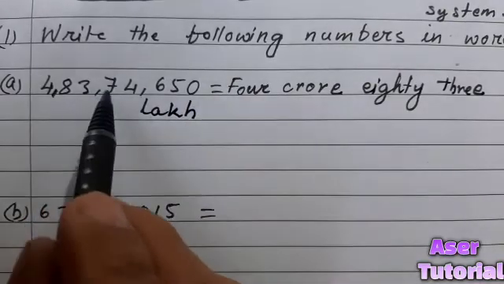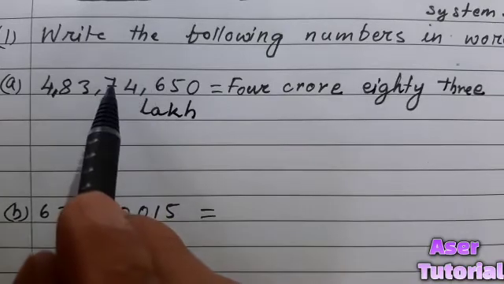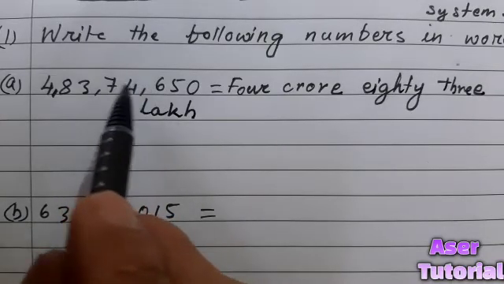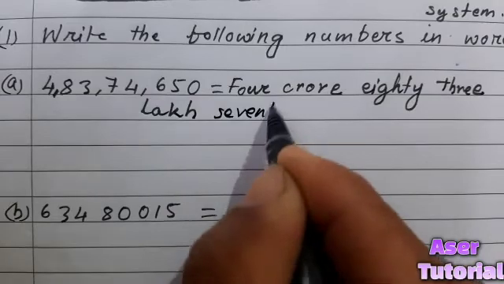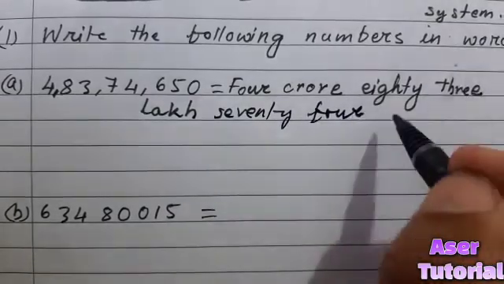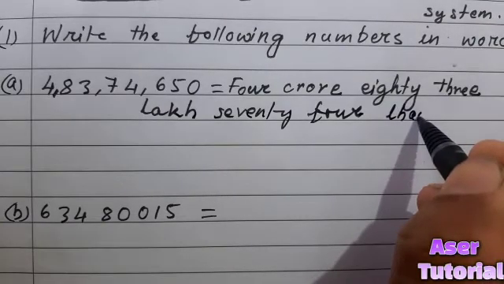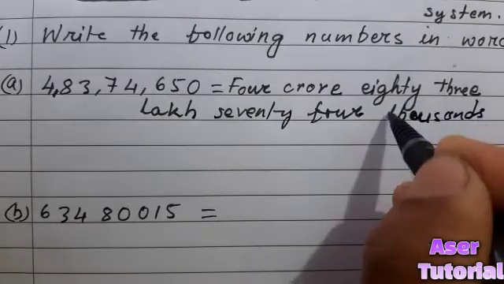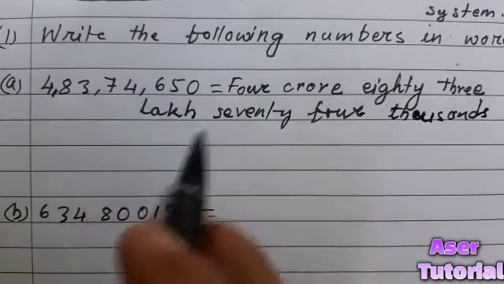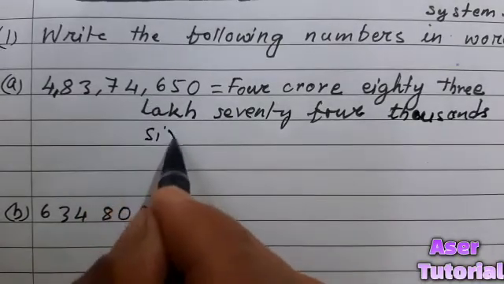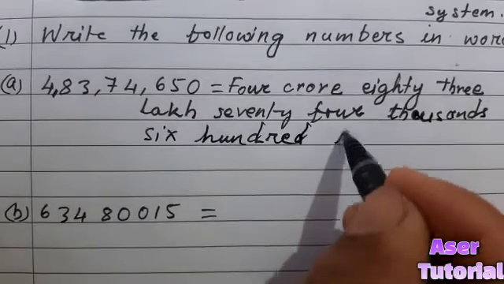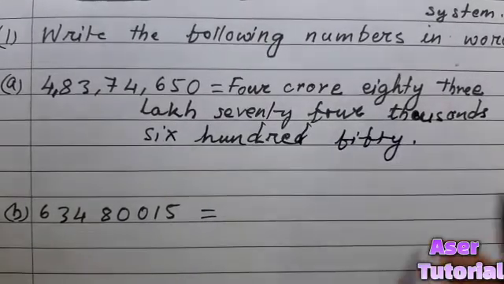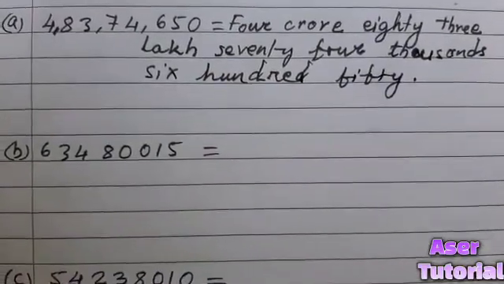83 lakh, and let us count 1, 10, 100, 1000, 10,000. If we take 2 digits for 10,000, we get 74. Name of the 74: F-O-U-R, thousand, T-H-O-U-S-A-N-D. 74,650. The 6 is in the hundred place, so six hundred fifty. Wow, one is done for you. So we shall start the next one.